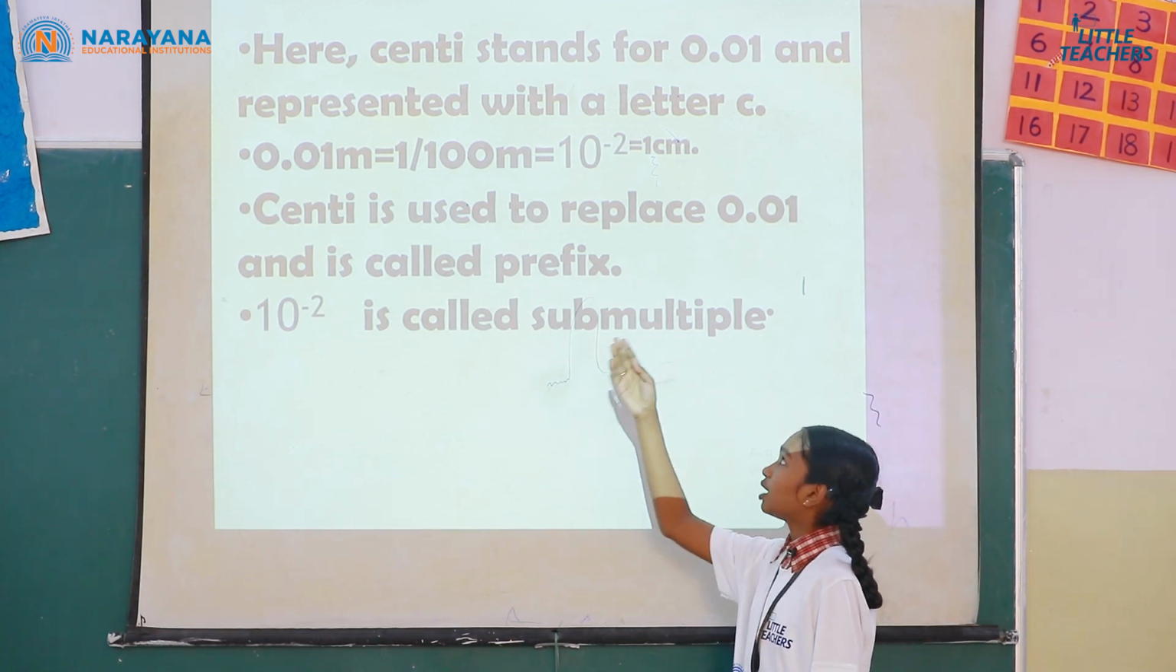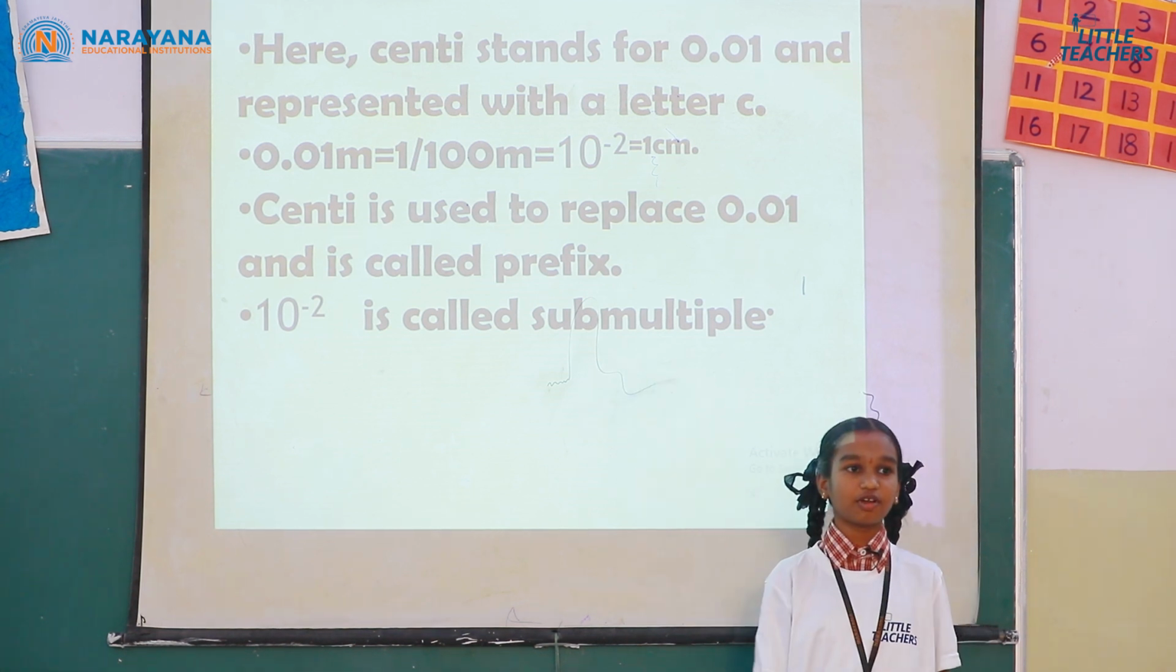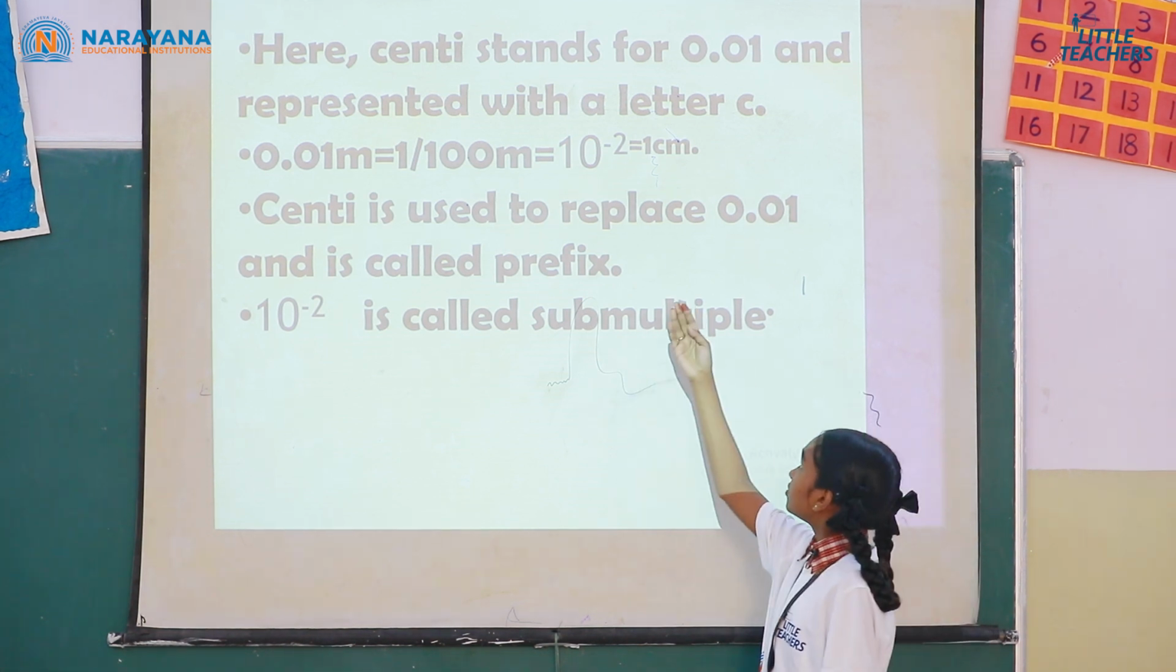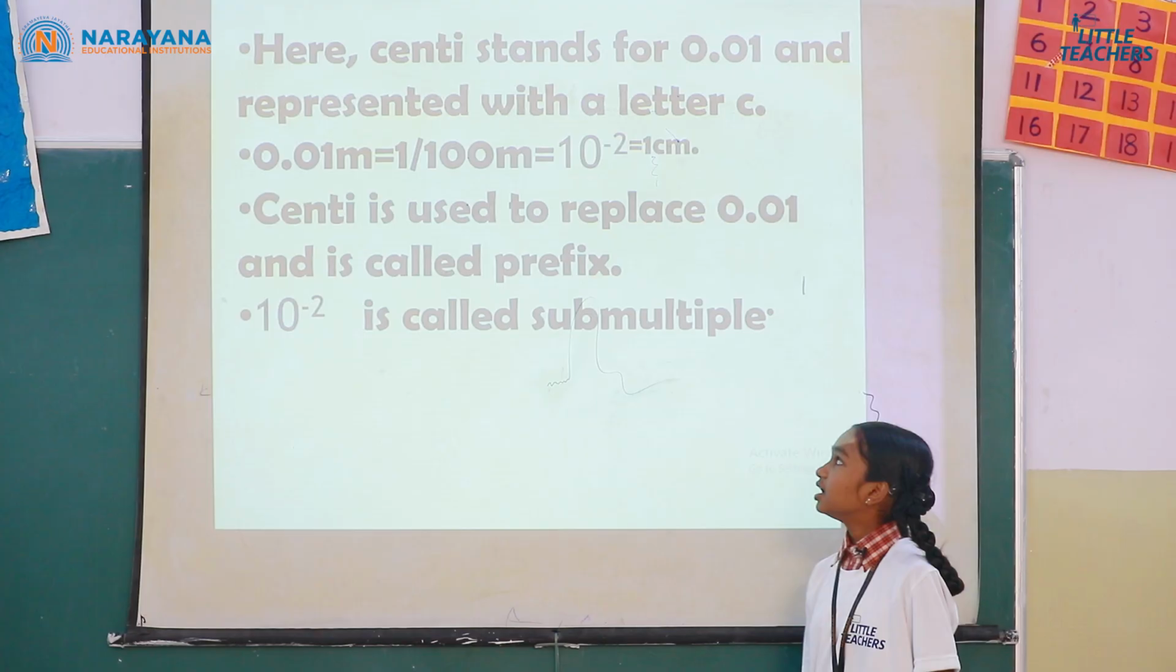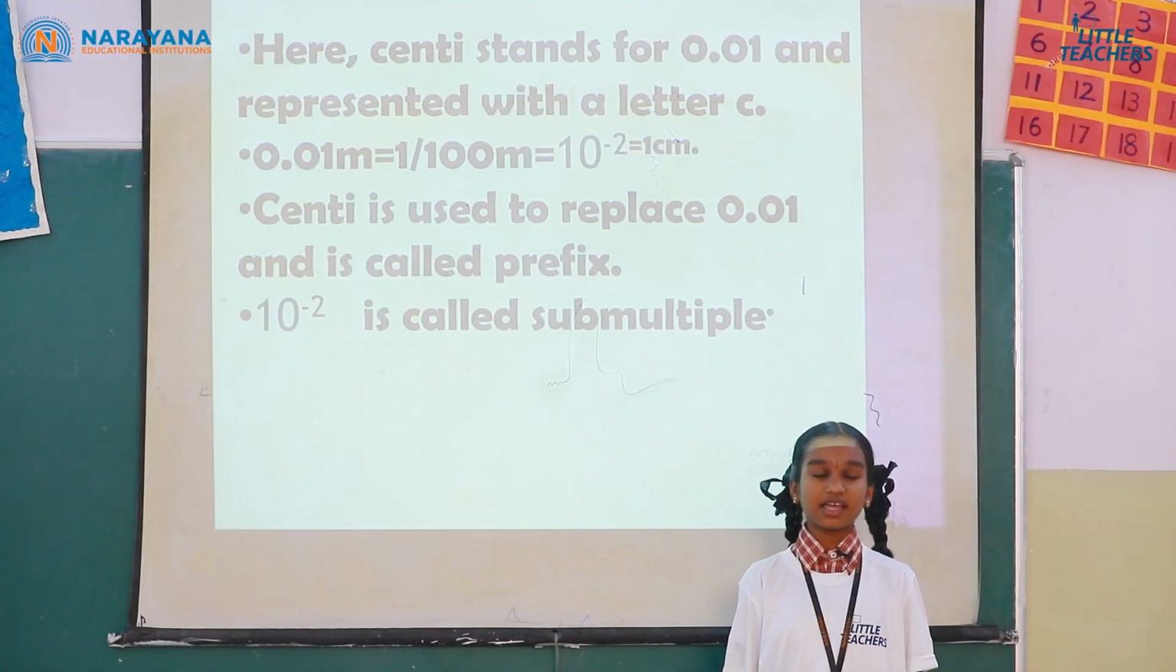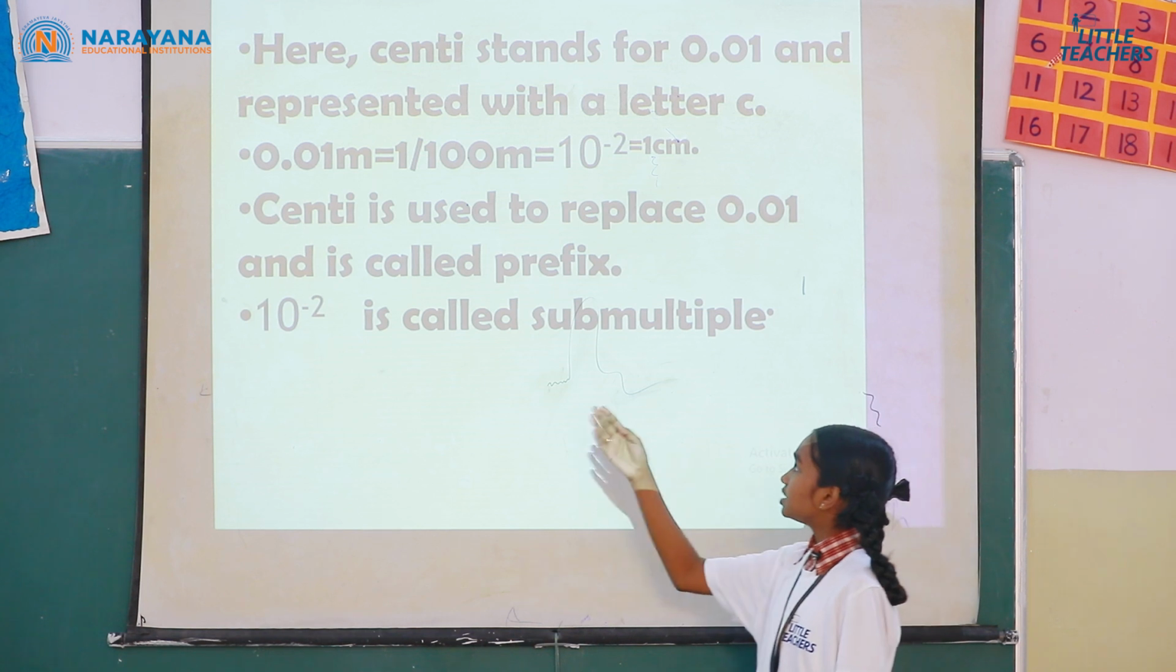0.01 meter is equal to 1 by 100 meter, which is equal to 10 to the power of minus 2 meter, which is equal to 1 centimeter. Centi is used to replace 0.01 and is called a prefix. 10 to the power of minus 2 is called the submultiple.